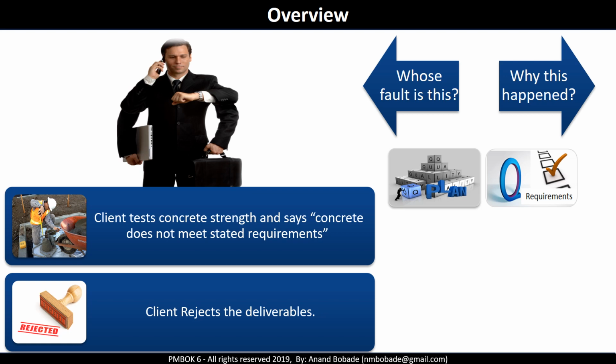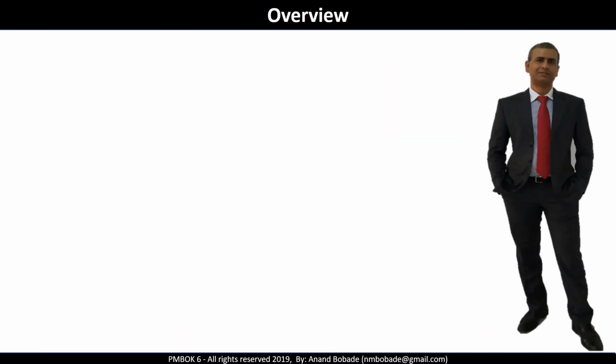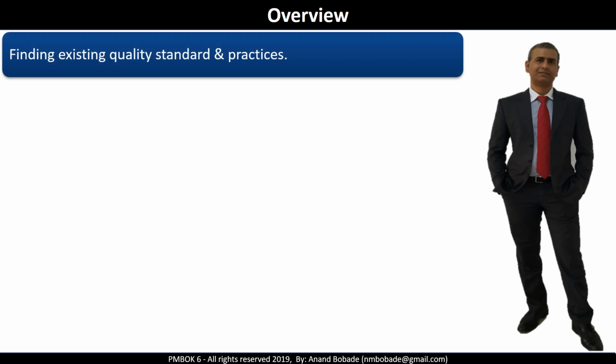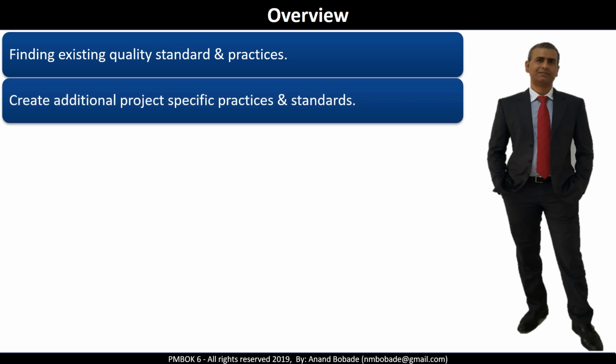Remember, planning is an iterative process. You plan, implement, measure, react and improve the process based upon lessons learned and the cycle continues. During quality planning, the project manager will focus on finding existing quality standards and practices which can be applied to the current project. If required, he may ask the quality team to create additional project specific practices and standards. Sometimes it can be a tailoring of a process. This is especially required if it is a one-of-a-kind project, where such a project is getting executed for the first time within an organization.